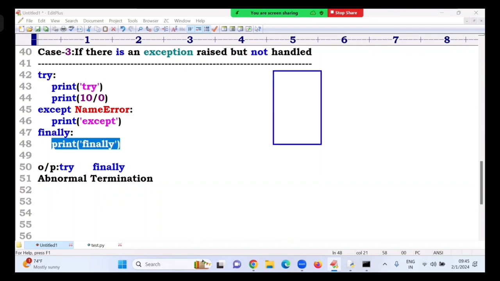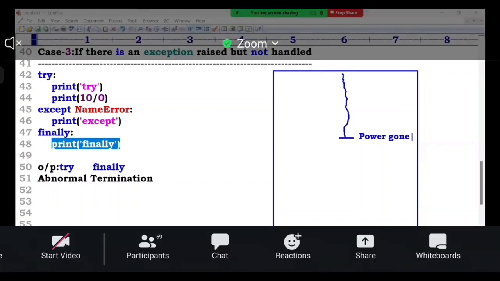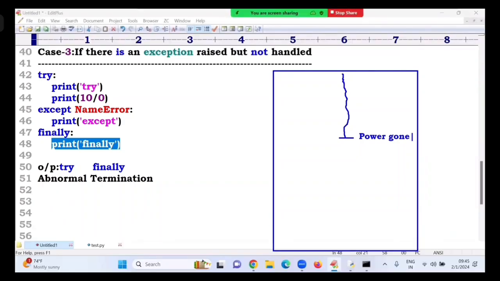Sir, for example, there is a program. I have written code in the finally block. The finally block at any cost will be executed. Just now we gave all examples. While executing the program, suddenly power gone. My laptop has no battery backup. If power is there, then only it will run. If power is gone, the system will shut down. But I am running the finally block execution, and suddenly power gone. Then what will happen, sir?